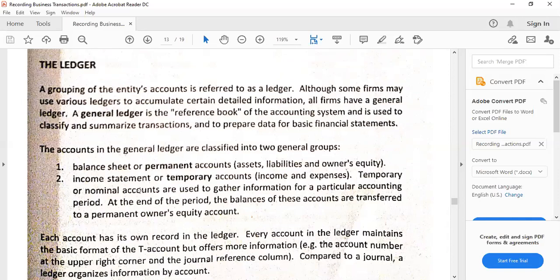So, ledger. The ledger actually is the complete form of a T account that you have known from previous lessons. A ledger is a summary device that will determine the balances of various accounts. And as said, a ledger is the book of final entry because this is the time in which the balances will be forwarded to other reports to be processed later on and to become parts of financial statements. A general ledger, as defined, is the reference book of the accounting system and is used to classify and summarize transactions and to prepare data for basic financial statements. That's correct, as said also.